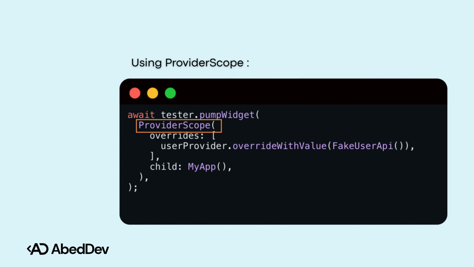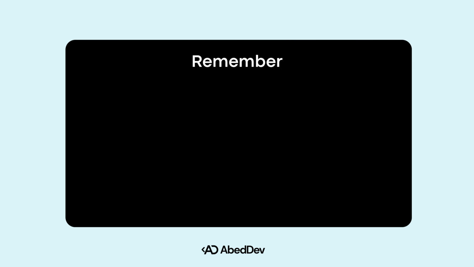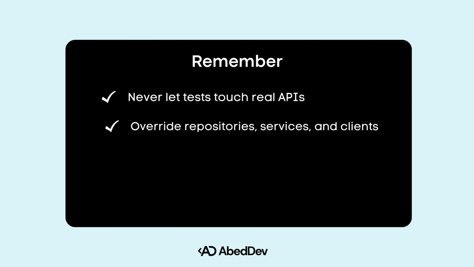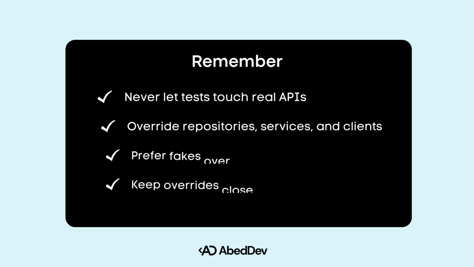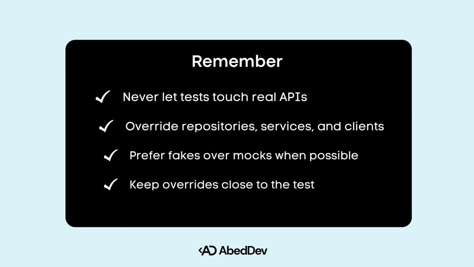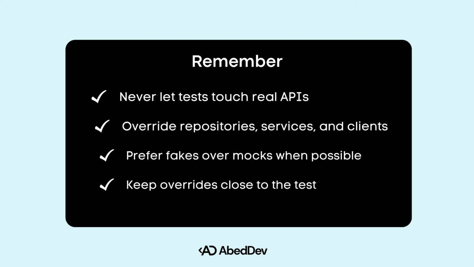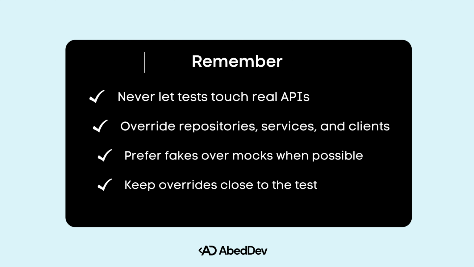In widget tests, always override providers at the root using ProviderScope. This guarantees your entire widget tree uses the fake dependency, not the real one. Always remember, never let tests touch real APIs. Override repositories, services, and clients. Prefer fakes over mocks when possible. Keep overrides close to the test. Good tests are boring, fast, and predictable, and Riverpod makes it easy if you let it.